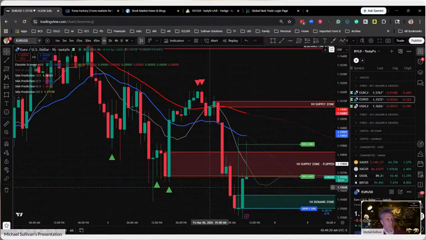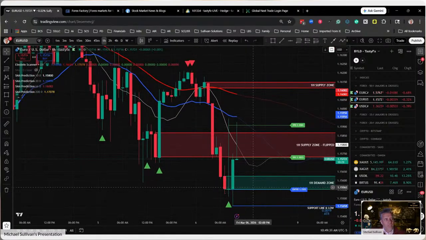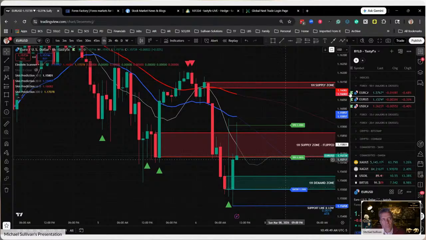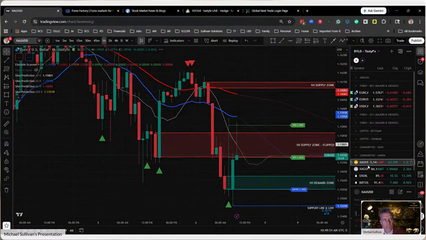I'm still waiting for this to pull back, though. I would love to see it pull back into this demand zone. If it does, I'm going to get in on this, but I'm waiting to see if it comes back to this back wall here. All I'm doing right now, and I think I've mentioned this before, is only trading Euro USD and only trading gold.